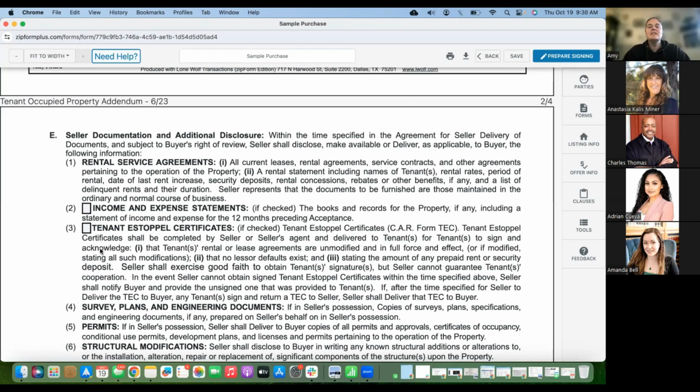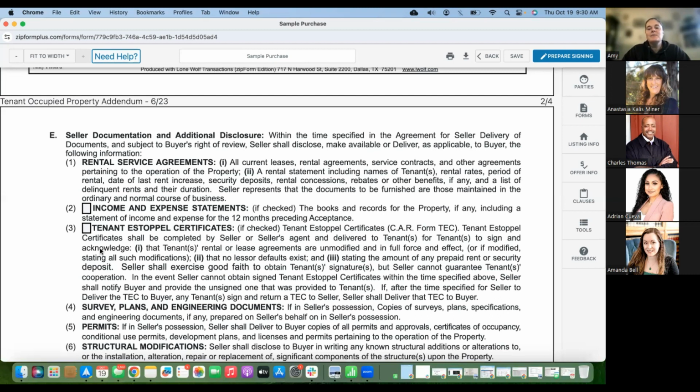And 3 is the tenant estoppel certificates. Tenant estoppel certificates shall be completed by seller or seller's agent and delivered to tenant for tenants to sign and acknowledge that tenants' rental and lease agreements are unmodified and in full force and effect, or modified, stating all such modifications, that no lessor defaults exist, and stating the amount of any prepaid rent or security deposits. Seller shall exercise good faith to obtain tenant signatures, but seller cannot guarantee tenant's cooperation. In the event seller cannot obtain signed tenant estoppel certificates within the time specified above, seller shall notify buyer and provide the unsigned one that was provided to the tenant.